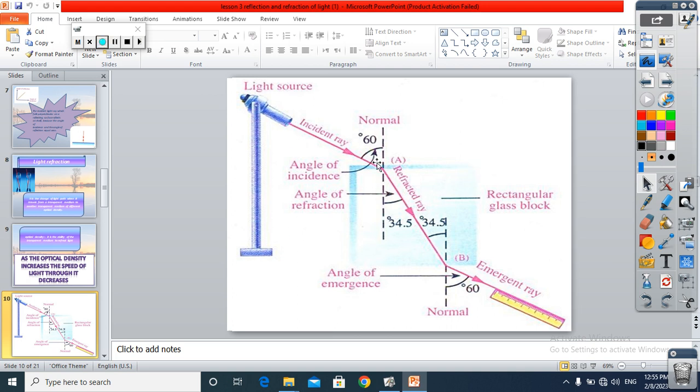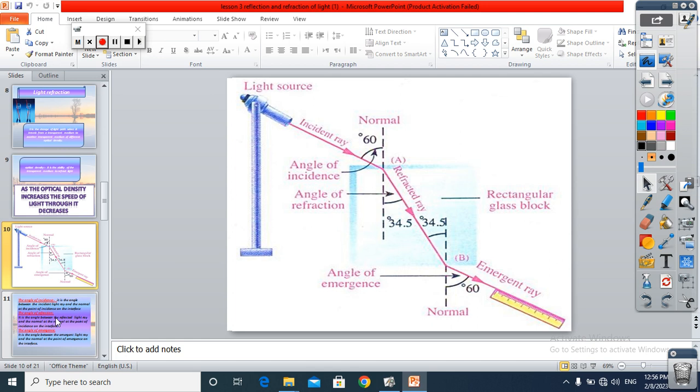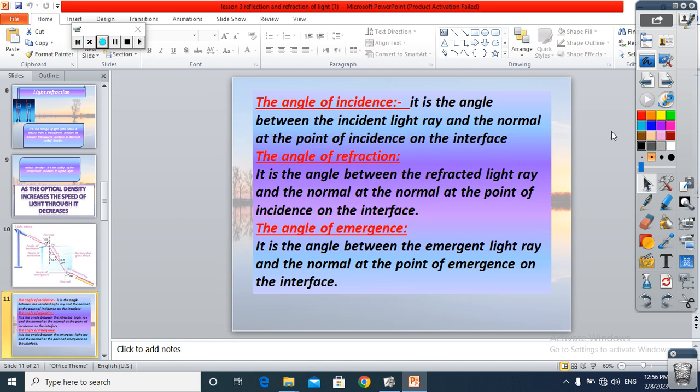We have the incident light ray, the angle of incidence, the angle of reflection, the reflected light ray, and the refracted light ray. The angle of emergence equals 60, equal to the angle of incidence. The angle of incidence is the angle between the incident light ray and the normal at the point of incidence. The angle of refraction is the angle between the refracted light ray and the normal. What about the angle of emergence? It is the angle between the emergent light ray and the normal.